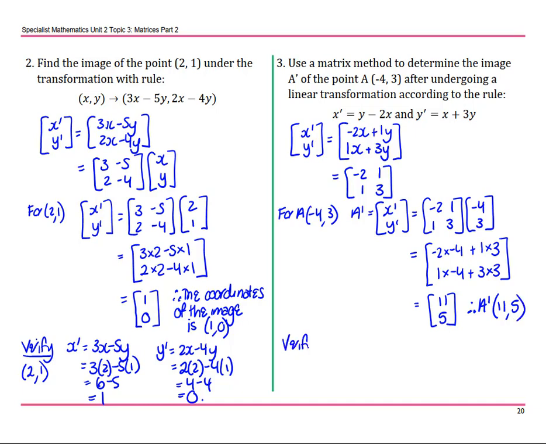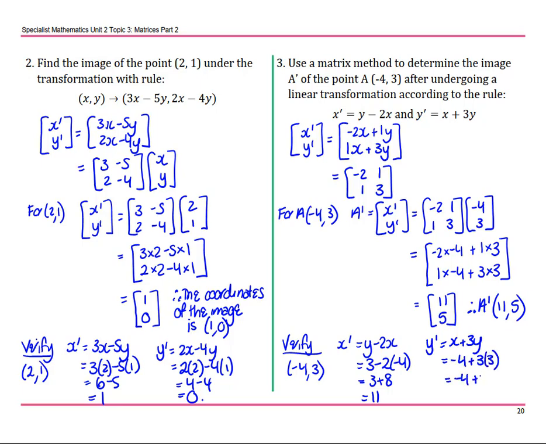Verify. So it was a point -4, 3. Our original equations, plug in. So that's 3 minus 2 lots of -4, which is 3 plus 8, which is 11. And our image for y is going to be -4 plus 3 lots of 3, which is -4 plus 9, which is 5. So that's verified.